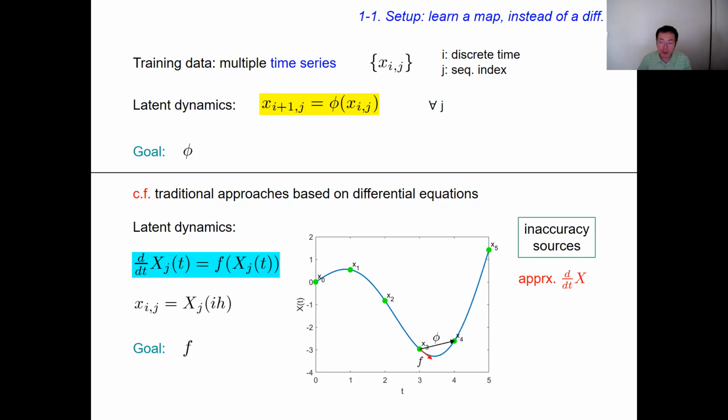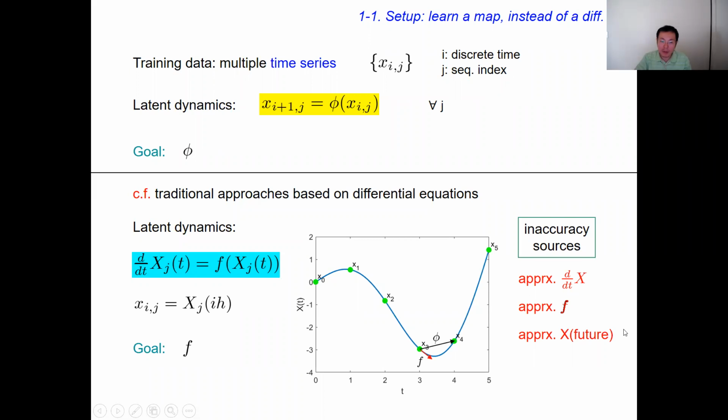So in this case, if you look at this learning differential equation approach, you see several sources of inaccuracy. So number one, you have to approximate the time derivative from the discrete observation. So this is numerical differentiation. It basically incurs error. And then you have, say, those time derivatives, and then you have to find a function f that matches this time derivative. So this is a function approximation problem. You have function approximation error.